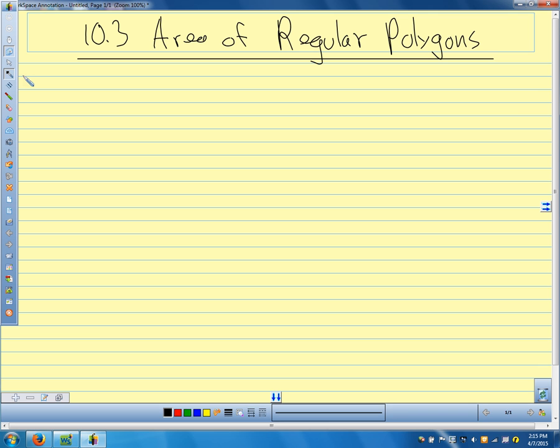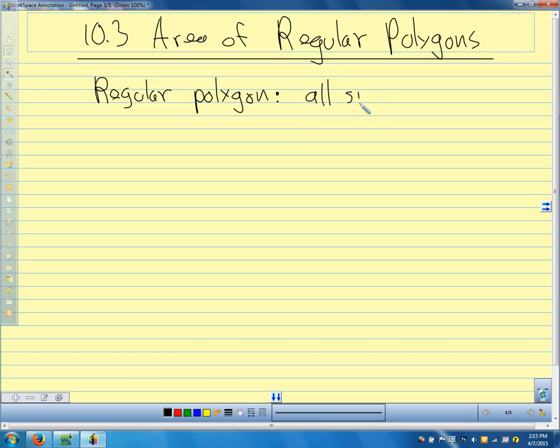So first off, let's remember, what do we mean when we say a polygon is a regular polygon? What does that tell us about the polygon? All the sides are the same. And since the sides are the same, what else does that tell us are the same? Angles. All sides and angles are congruent to each other. So I'm going to just say congruent. So all the sides are the same, all the angles are the same.